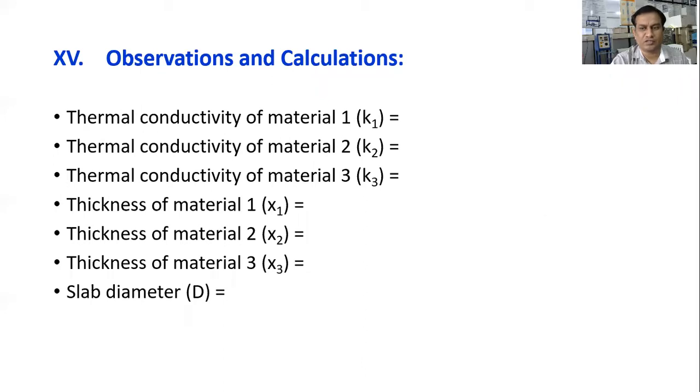Now if we know the materials, then on the basis of this material and the temperature range, we can write the thermal conductivity of material 1, material 2, and material 3, right? So whatever the material present in your setup should be written here, and the thermal conductivities as well as the thicknesses of these materials should be written here. So you have to write the thermal conductivity values, the thickness of material values and the slab diameter. The diameter is normally common in all the cases, so you have to write the diameter as well.